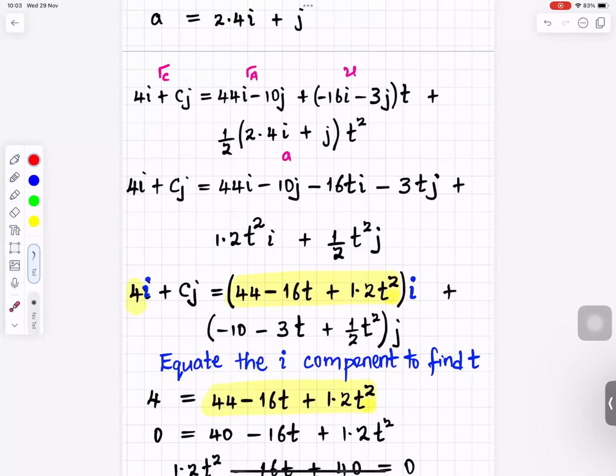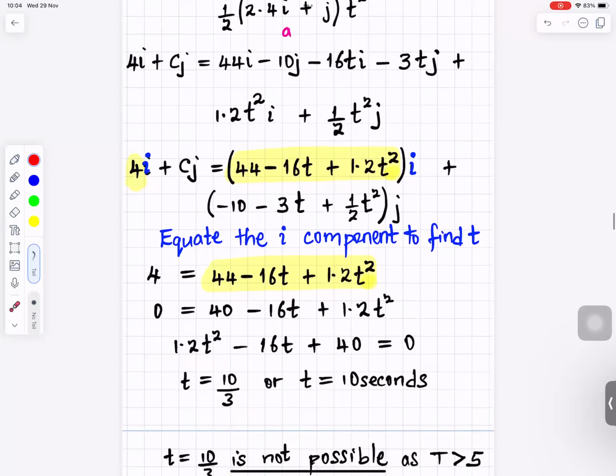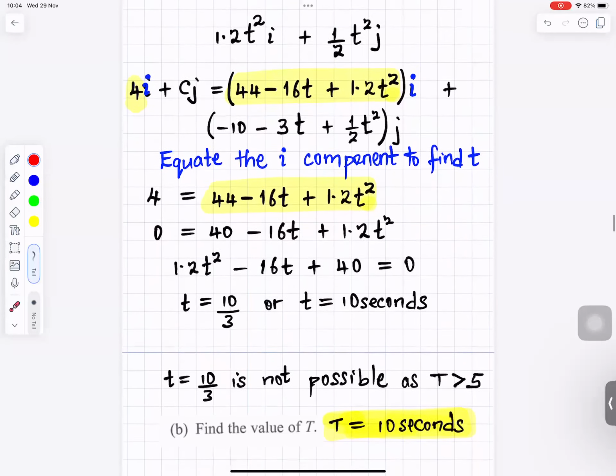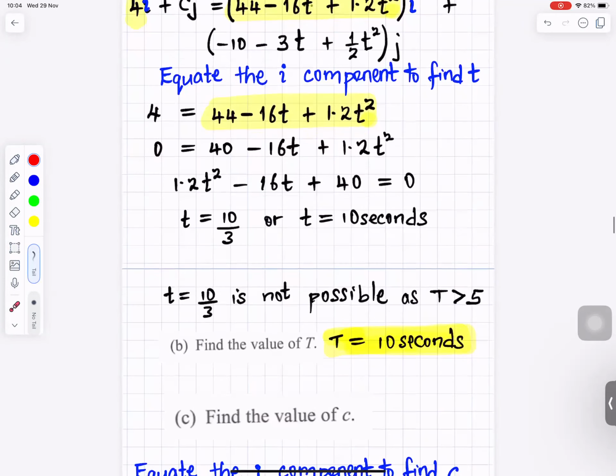Now you want to equate the ones which have i's. The ones with i together, make them equal. I put it in yellow there. The 4 should be equal to that expression. Now you solve it in your calculator. You will get t equals 10 over 3 and t equals 10 seconds. 10 over 3 is not possible because the question says t has to be greater than 5. So we're going to use t equals 10 seconds.